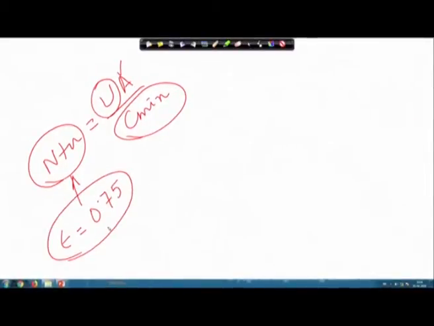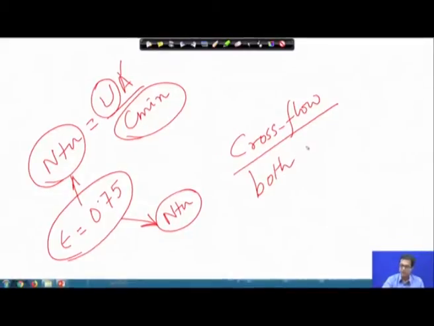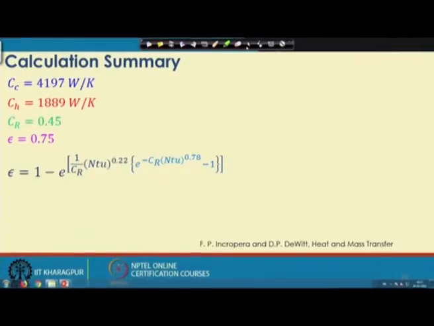So now we need to find out the appropriate correlation for the heat exchanger, and from there we have to obtain the NTU. Now we know this exchanger to be a cross flow heat exchanger, and there was another information that has been given for this exchanger, that both the fluids are unmixed fluids. Now when both the fluids remain unmixed in a cross flow heat exchanger, the effectiveness NTU relation looks like this.